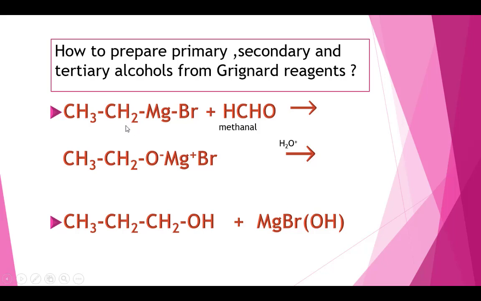Formaldehyde, on reacting with ethyl magnesium bromide, is converted into CH3CH2OMgBr. This intermediate on hydrolysis is converted into CH3CH2CH2OH plus MgBrOH. This is converted into alcohol, 1-propanol.